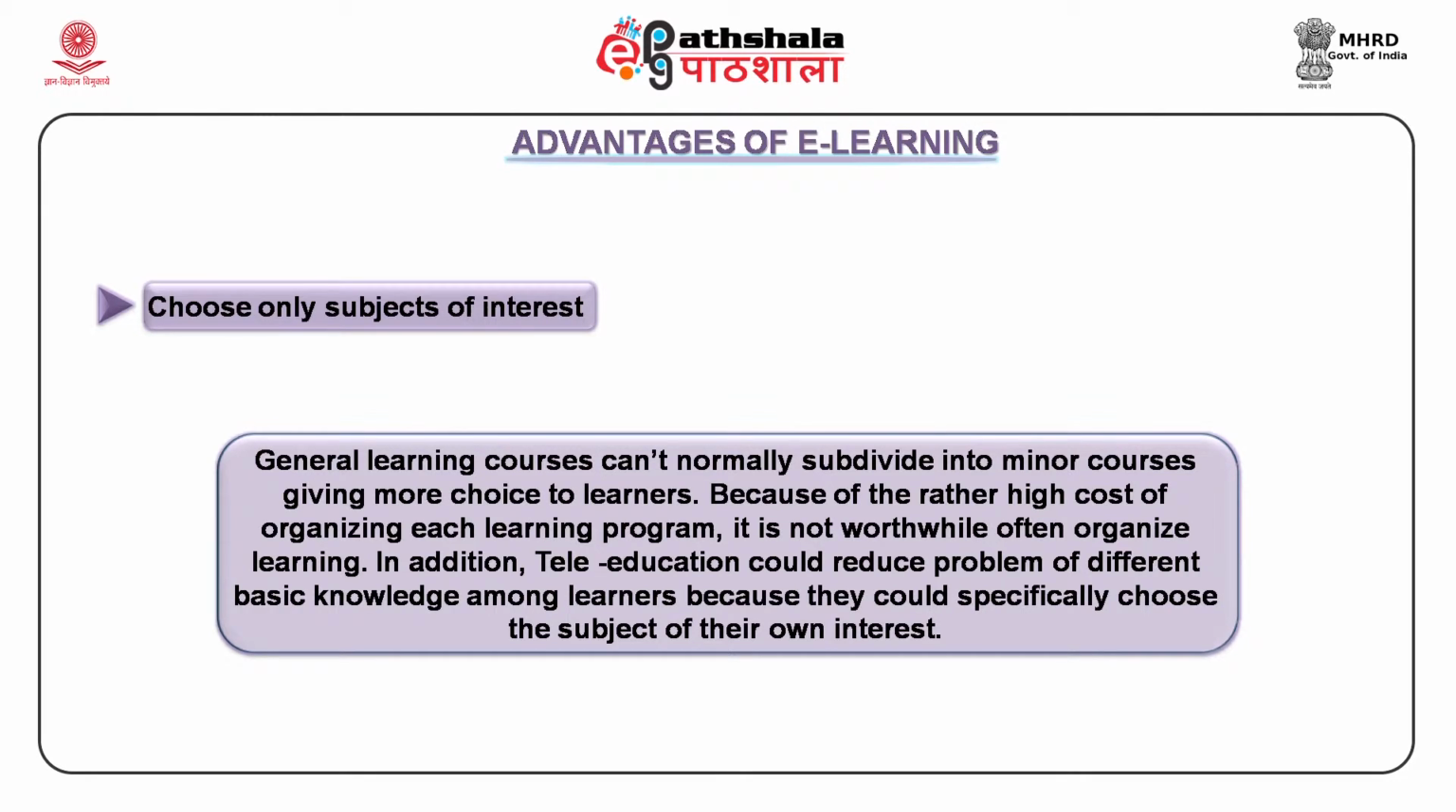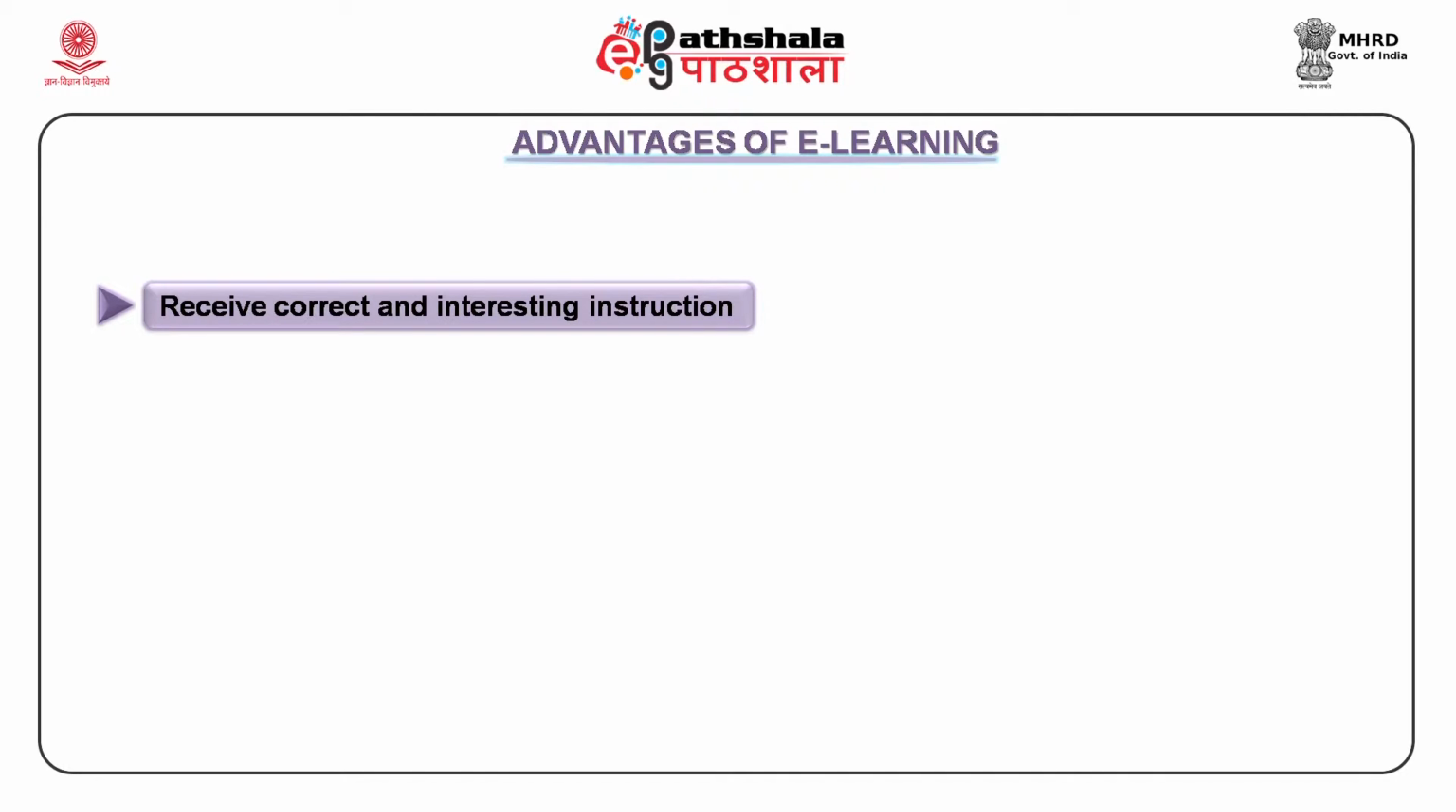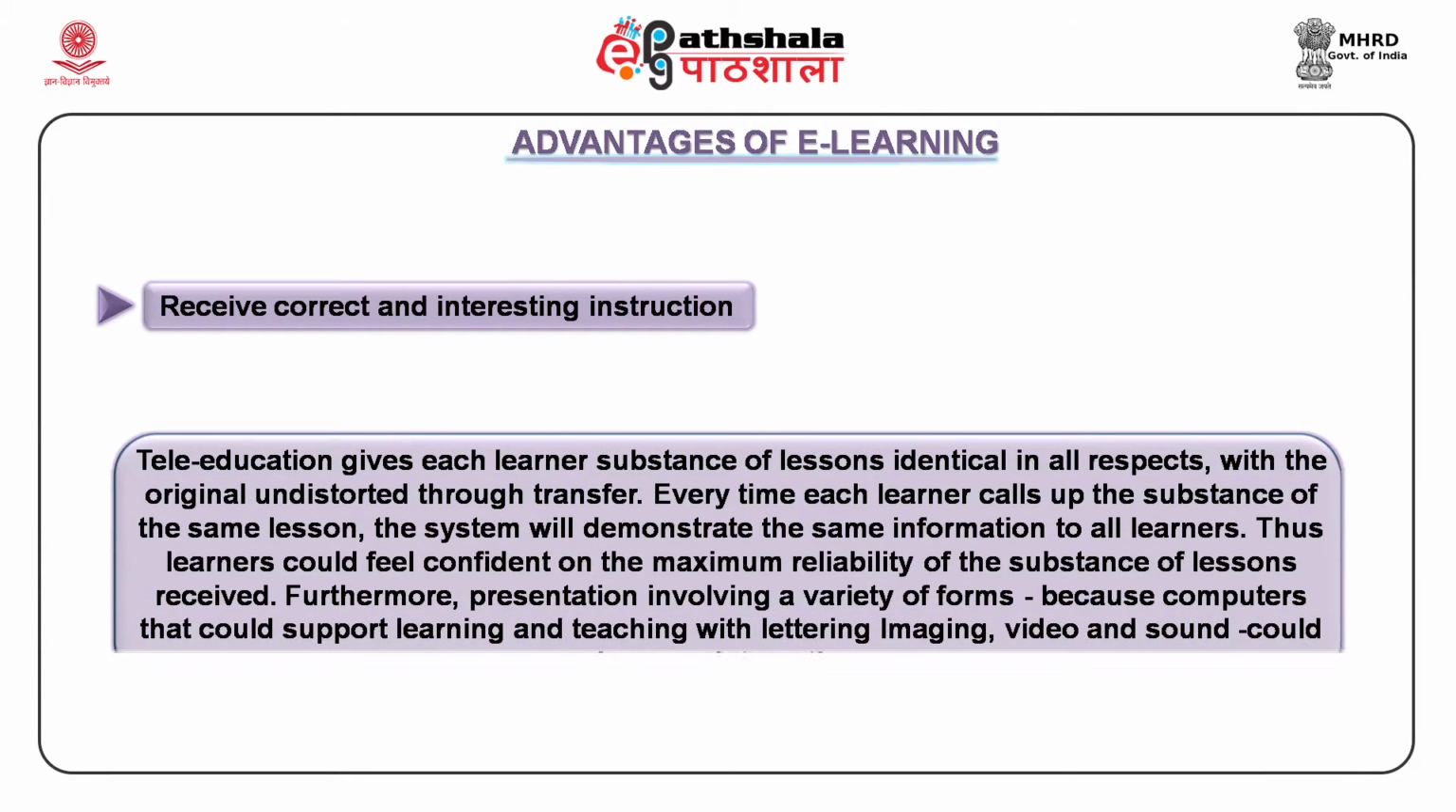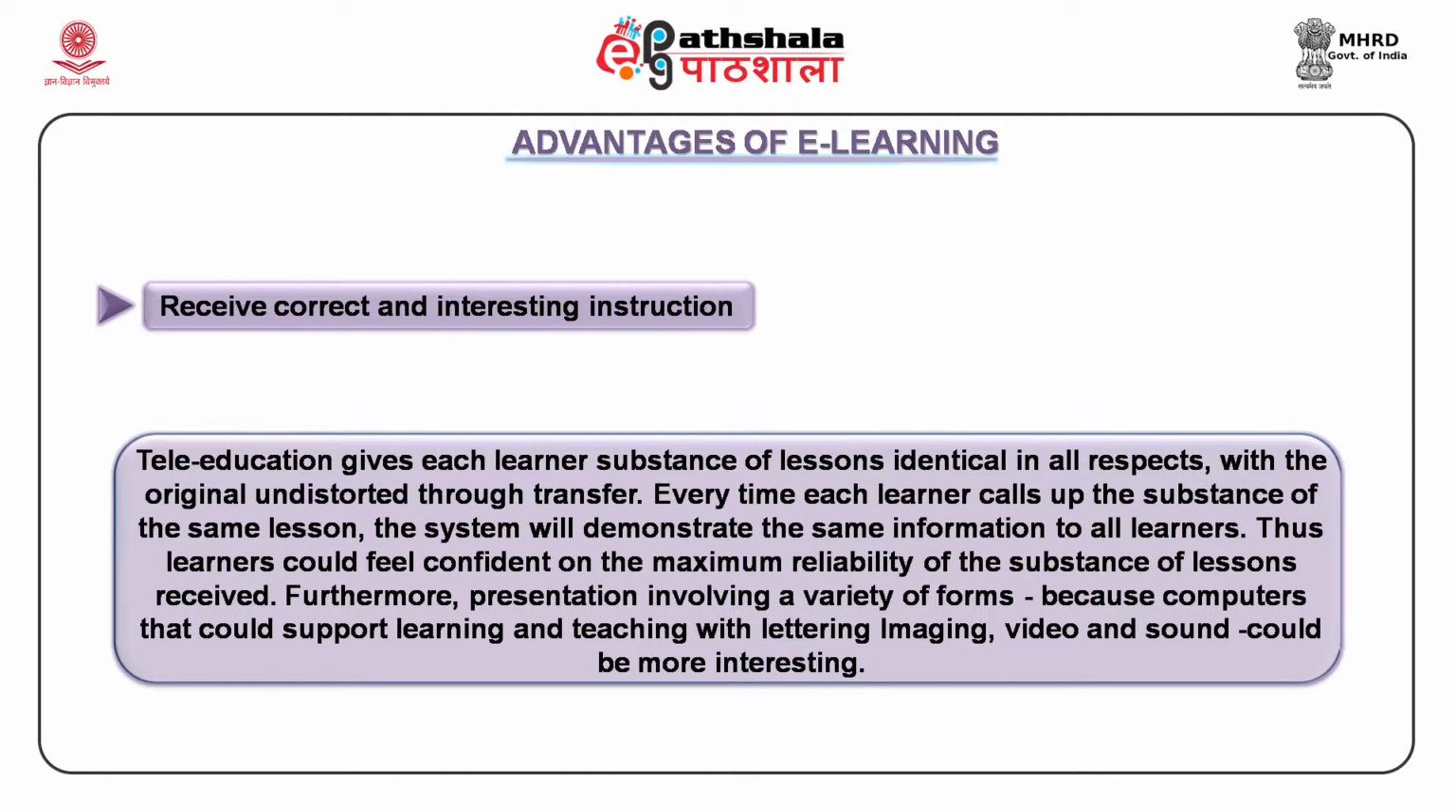Number 2, receive correct and interesting instruction. Tele-education gives each learner the substance of lessons identical in all respects with the original, undistorted through transfer. Every time each learner calls up the substance of the same lesson, the system will demonstrate the same information to all the learners. Thus, learners could feel confident in the maximum reliability of the substance of lessons received. Furthermore, presentation involves a variety of forms, because computers can support learning and teaching with lettering, imaging, video, sound, etc., which could also be made more interesting through online learning.